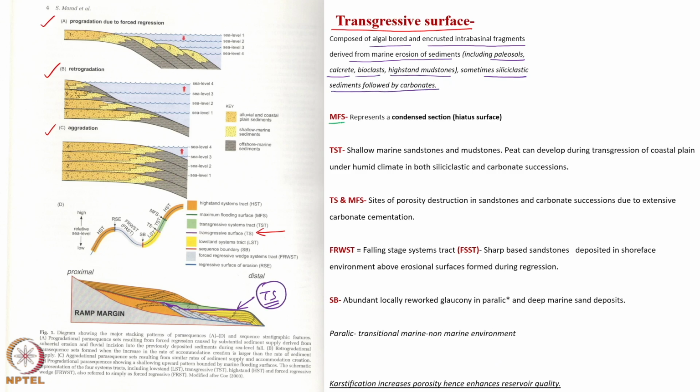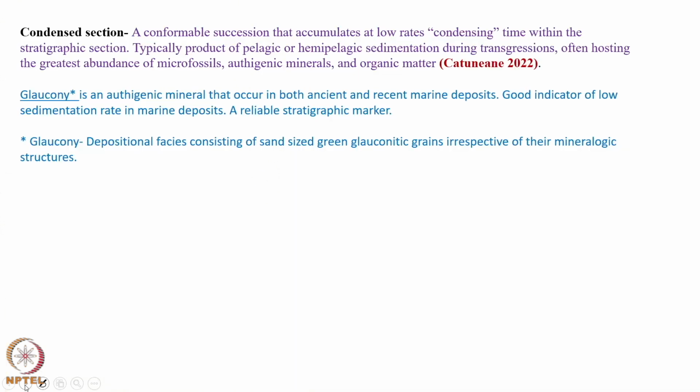Let us look at MFS, maximum flooding surface. It represents a condensed section. Condensed section means a hiatus surface. Let us understand first of all what is the meaning of condensed section, then we will come back to the maximum flooding surface. A condensed section is a conformable succession that accumulates at low rates, therefore condensing time within the stratigraphic section.